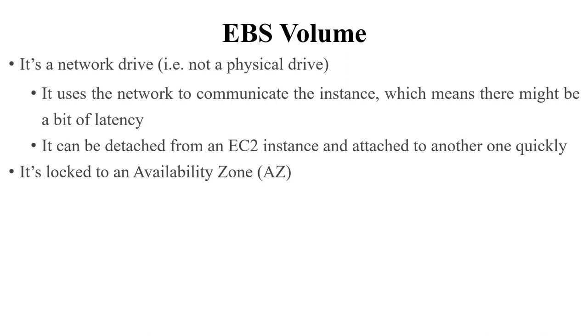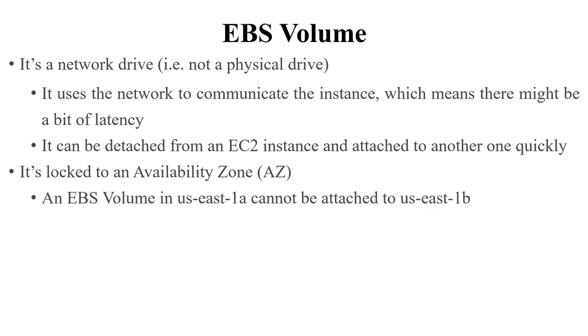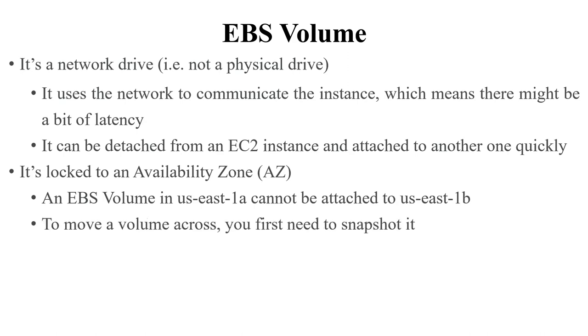But it is locked to that availability zone. That means only within that availability zone, within the data center, from one EC2 instance to another EC2 instance, you can attach it or detach it. You can do anything in the same availability zone, not even the same region. The EBS volume in US-East-1A cannot be attached to US-East-1B. So only in 1A can you use it.